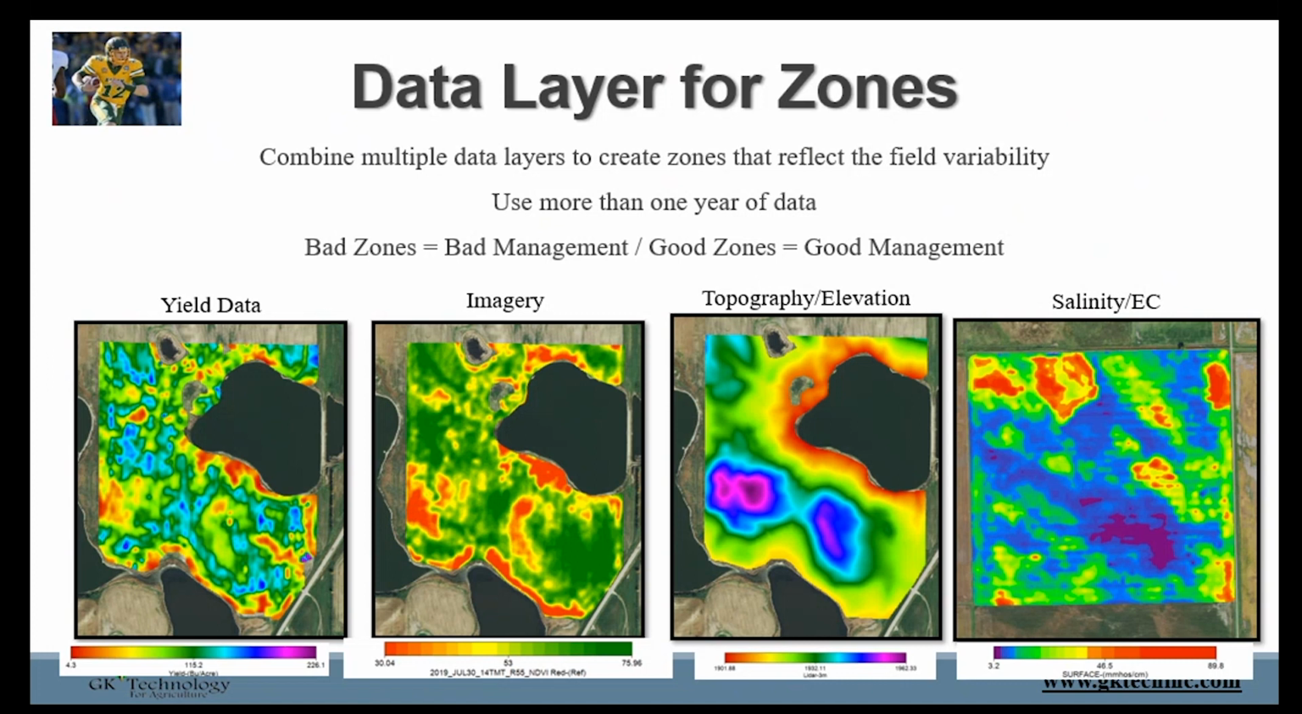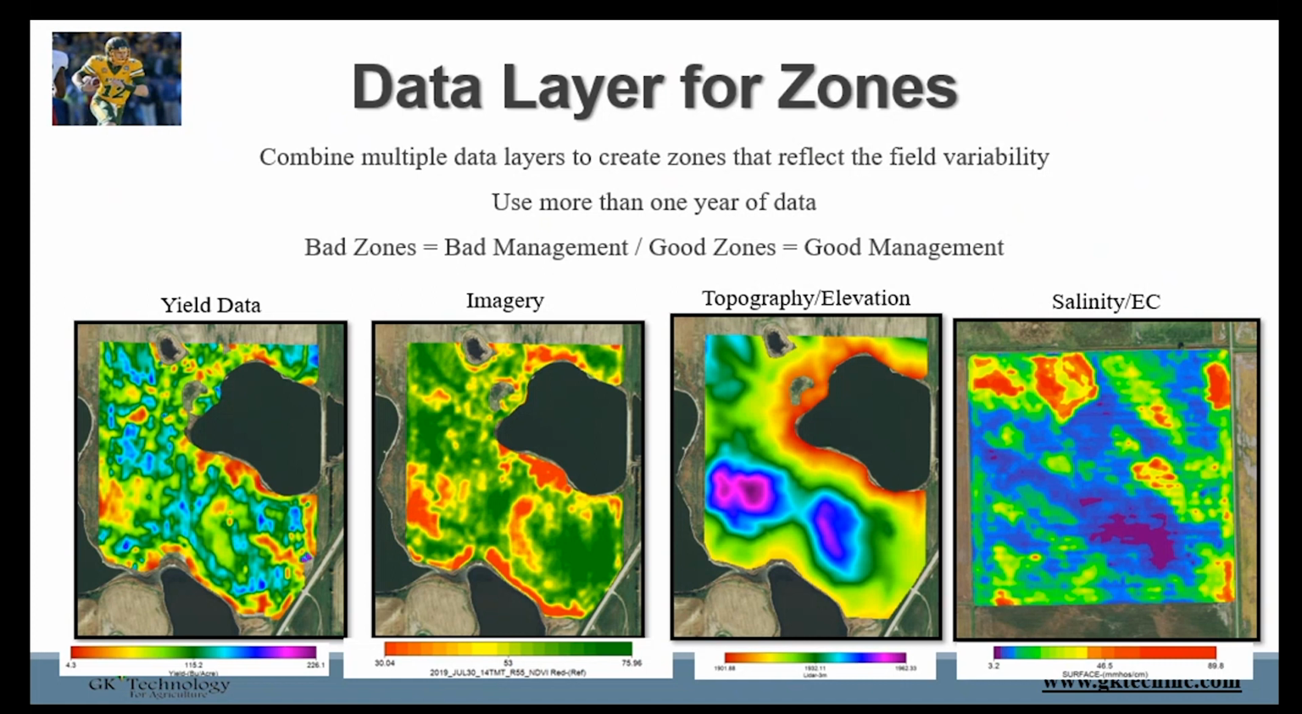This is something that's really important to think about. I'm aware of a number of different places that make zones. And sometimes when people are making zones, they pick out one satellite image from 1 year, and that's supposed to explain your variability in your field. When have we ever made good decisions agronomically for any field based on 1 year of data?